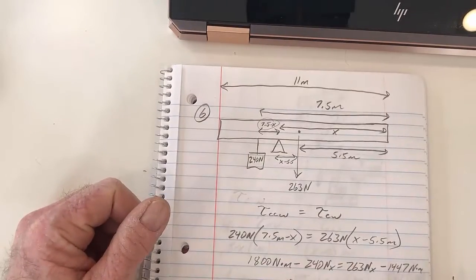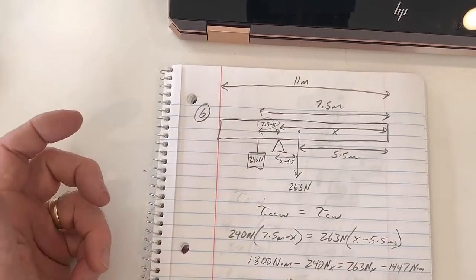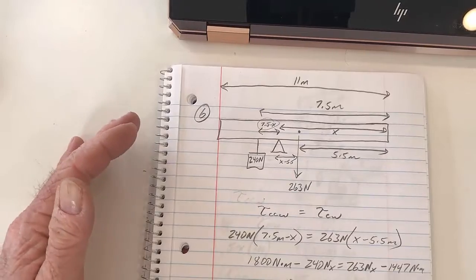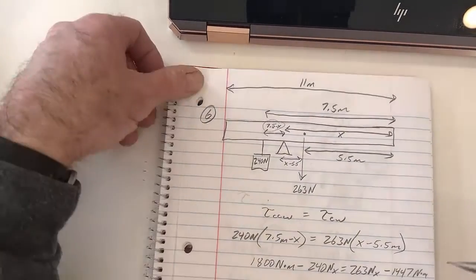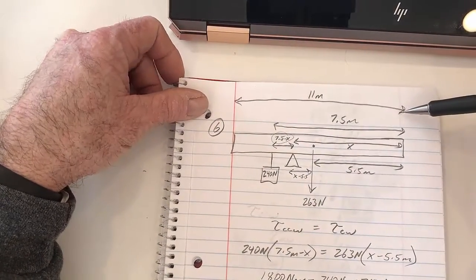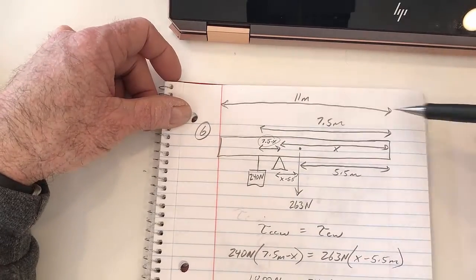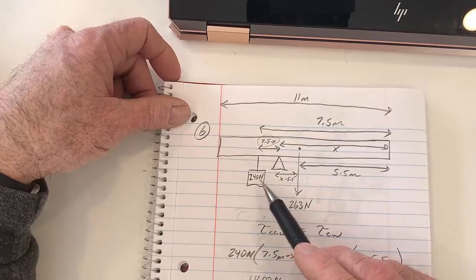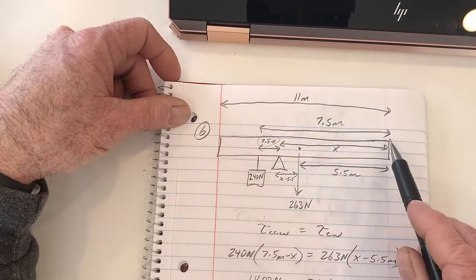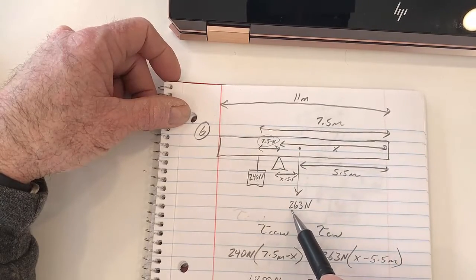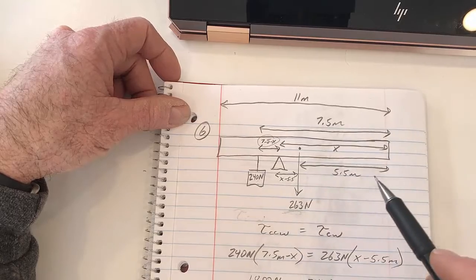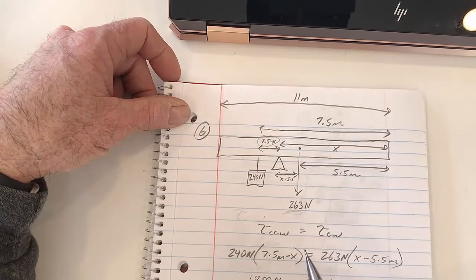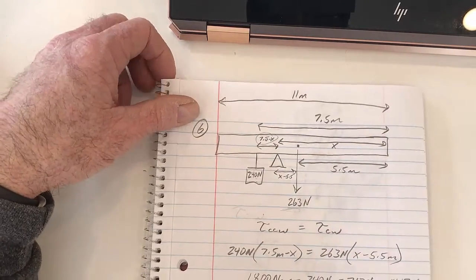It's not really going to matter. You could do this the same way, and I'll show you what I mean in a minute. So in my particular example, the length of the beam was 11. The weight was 240 newtons, and it was 7.5 meters from the right end. The beam itself was 263 newtons, and I guess that's all I need to know.